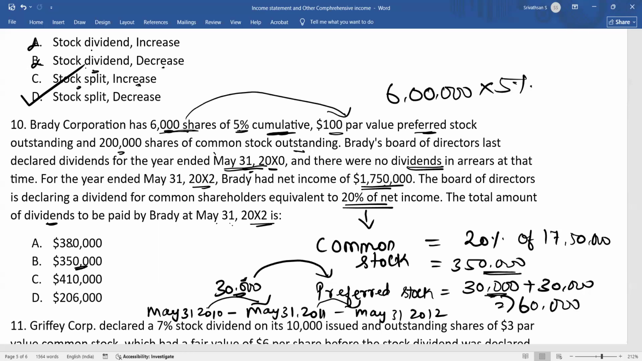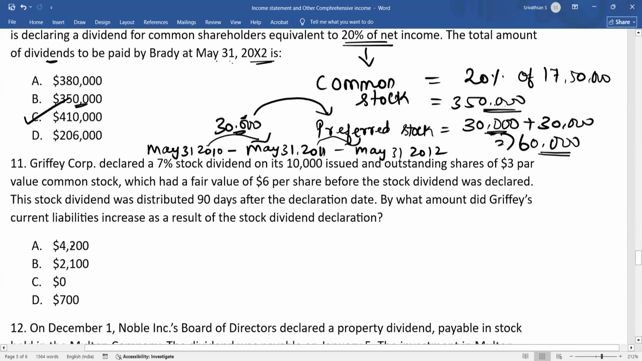So dividend on common stock is 3,50,000 plus dividend on preferred stock is 60,000. So 3,50,000 plus 60,000 we get 4,10,000. So option C is the right answer.